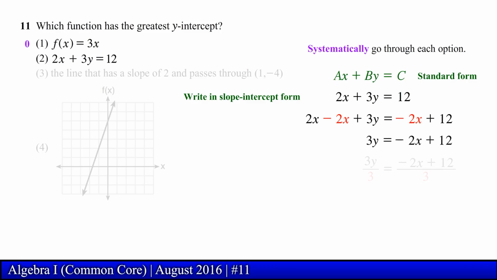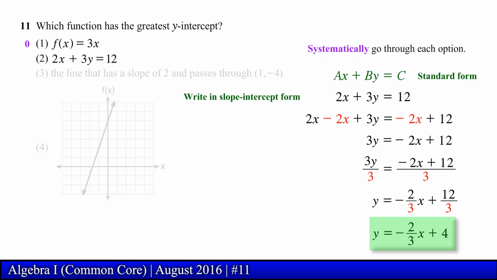We then divide both sides of the equation by 3, making sure we divide both terms on the right side of the equation. Doing that, we obtain the following alternative form of the function: y equals negative 2/3 x plus 4.